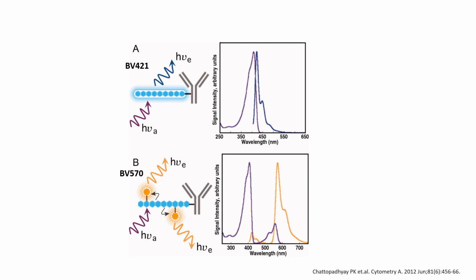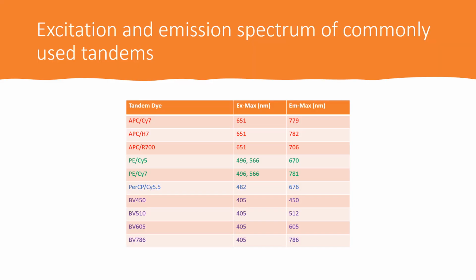There are several brilliant violet family tandem dyes that are all named after their emission wavelengths. For example, BV570 emits around 570 nanometers. There is BV605, which would emit around 605 nanometers. There is BV786, which would emit around 786 nanometers. Here is a list of the commonly used tandem dyes along with their excitation and emission spectrum. So you can see how the excitation max is the same for the dyes from each family, whereas their emission spectra differs.